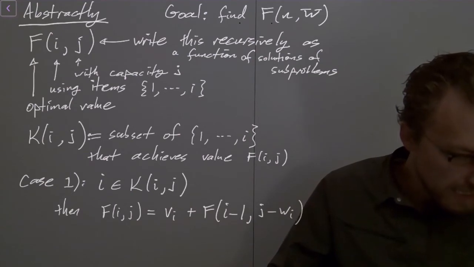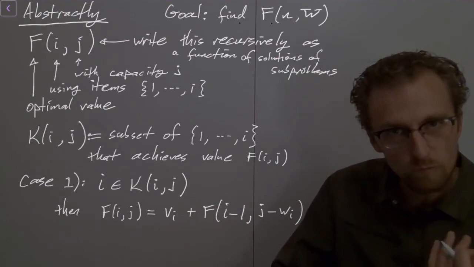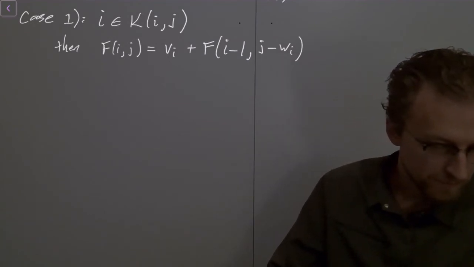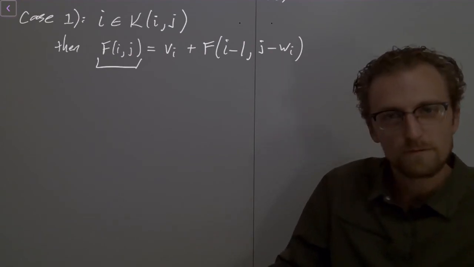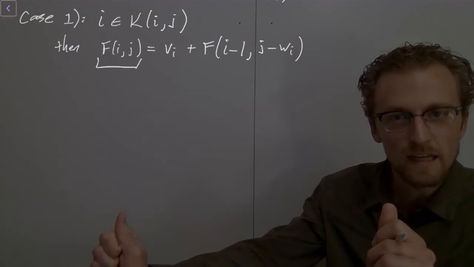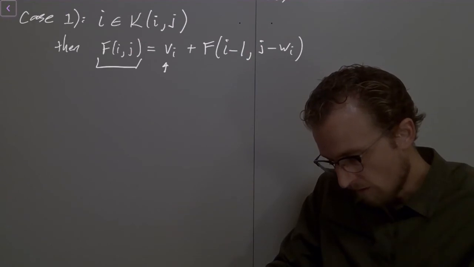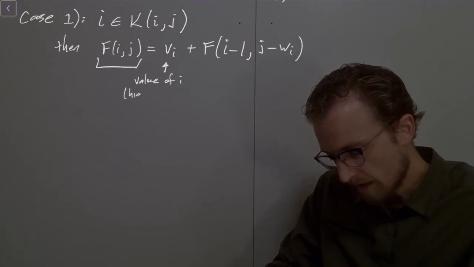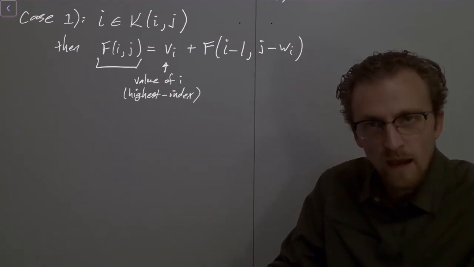Right. So what is our case 2? Before I write my case 2, let me write some words here that make sure that you've got written in front of you exactly what this is expressing. So we know what this is, right? That's the optimal value of a subset that uses any of the items from 1 to I and has a capacity of j. And so now here, this is the value of I, which is the highest index, right? Not necessarily highest value or highest weight or anything like that. Highest index item that we have available to us.